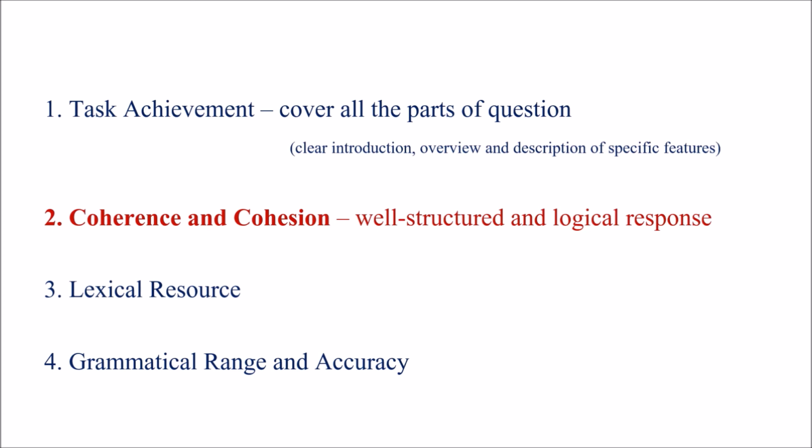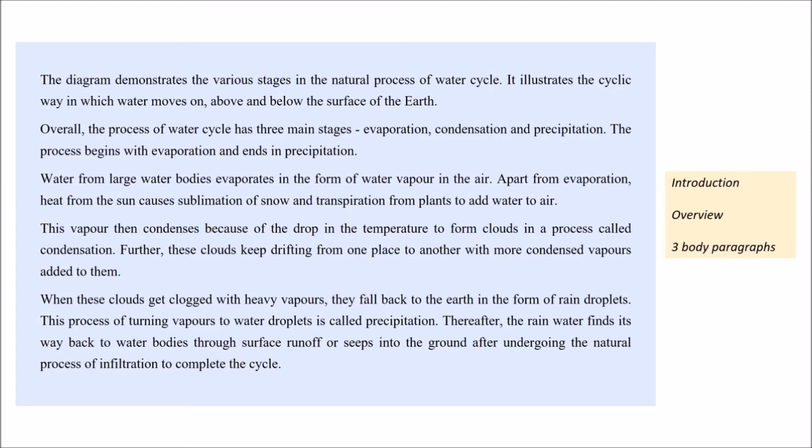Coherence and cohesion means that your response should be well structured and logical. As you can see here, the writing is structured using 5 paragraphs, which includes introduction, overview, and 3 body paragraphs. Now, it's not just about paragraphing, you also have to make sure that the paragraphs or sentences connect with each other so that they make sense. The reader should also understand what you are trying to say. For this, linking words are used, such as apart from, then, further, thereafter. Such linking words are extremely important when describing a process, as they help in explaining the different stages of the process in a proper sequence.